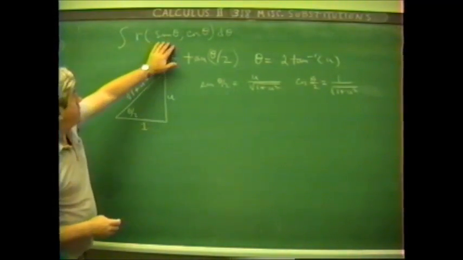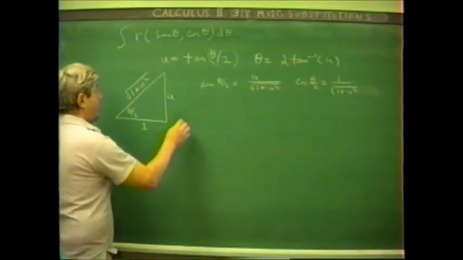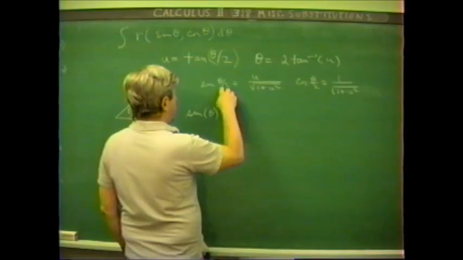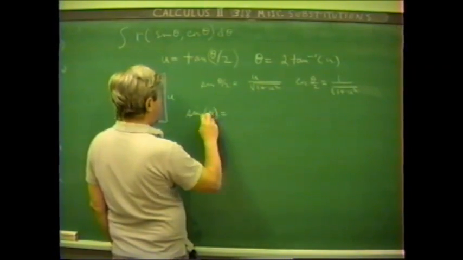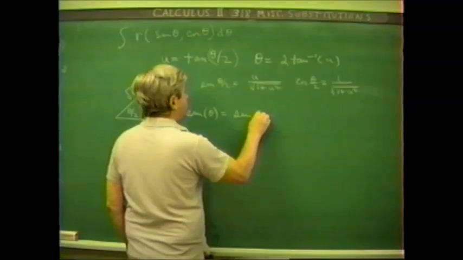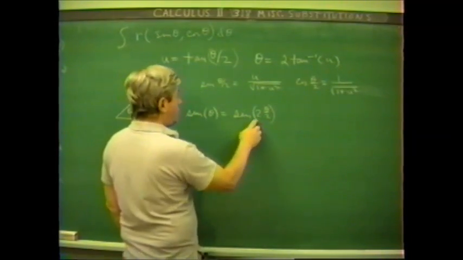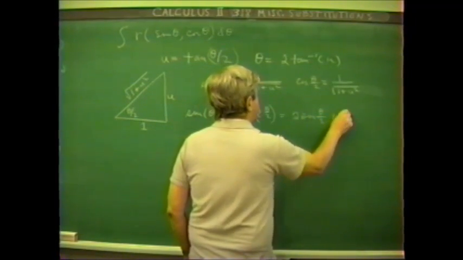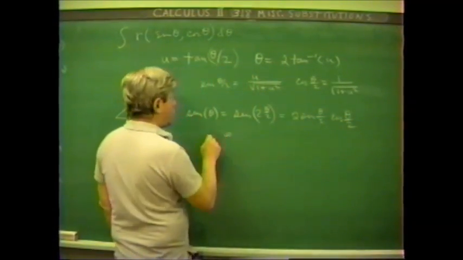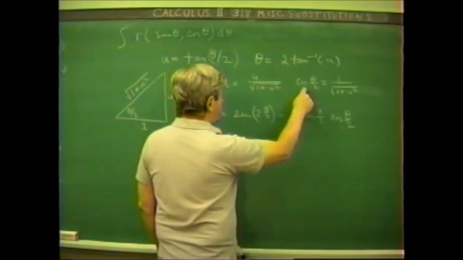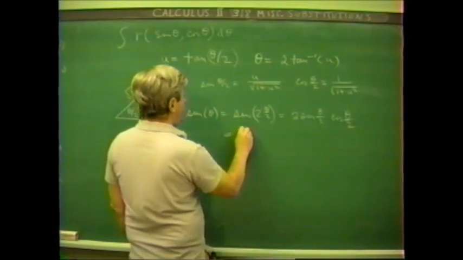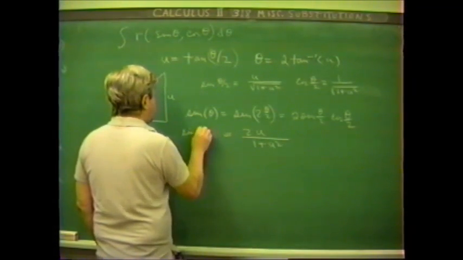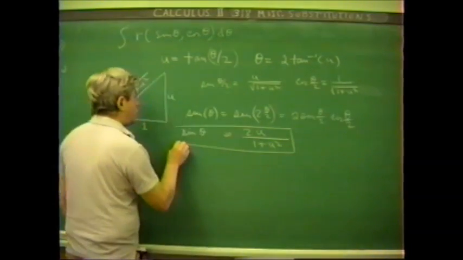And now we want to know what to substitute for sine theta. Now, someone has worked this out here, and it's all going to work out fine here. Sine of theta is sine of 2 times theta over 2. Using the double angle formula here, this is 2 sine theta over 2 cosine theta over 2. So the sine of theta is 2u over 1 plus u squared. So this is what you substitute for sine theta if you're making this substitution.